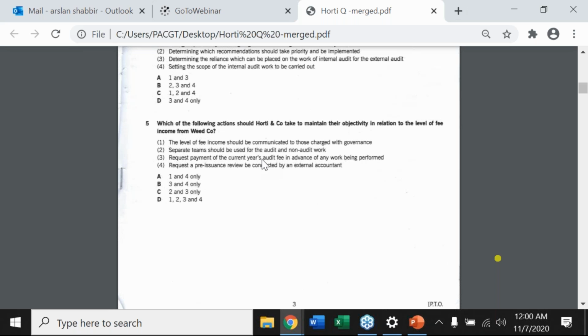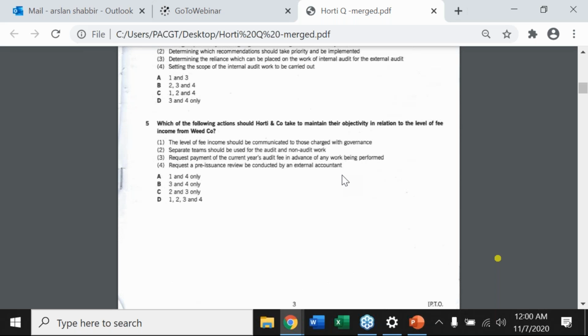Request payment of the current year's audit fee in advance of any work being performed. So the issue is still here. Your fees are greater than 15% of your firm's total revenue. If you take the fee in advance, the issue is still unresolved. So how can it be a safeguard? Request a pre-issuance review be conducted by an external accountant. So option 1 and 4 is the right option.